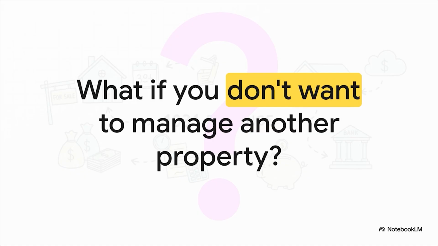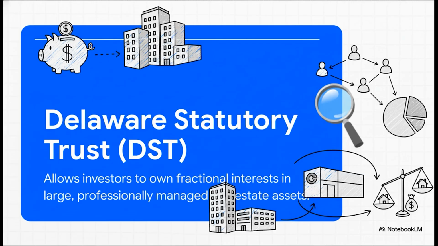Let's talk a little bit about where DST comes in. Now, this is where my client's situation became very interesting. Instead of buying another property directly, they invested in something called a DST, Delaware Statutory Trust. That's an investment structure that allows investors to own a fractional interest in large real estate assets, like apartment buildings or commercial offices, like medical buildings.